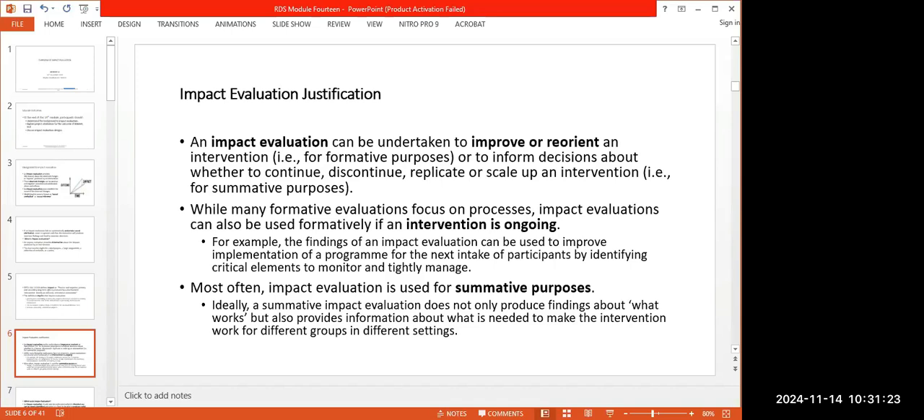If you do an impact evaluation at the beginning of the program, at the beginning of the project, then you want to get information about whether the project should continue. Should it be discontinued? Should it be replicated or scaled up? So one of the reasons why you want to do impact evaluation is to improve or reorient an intervention. If you think about it as a manager or as a team, you may begin to have that gut feeling, maybe from your monitoring reports, that you're not on track, or some circumstances have taken place, and you want to see whether you need to align yourselves to those circumstances.